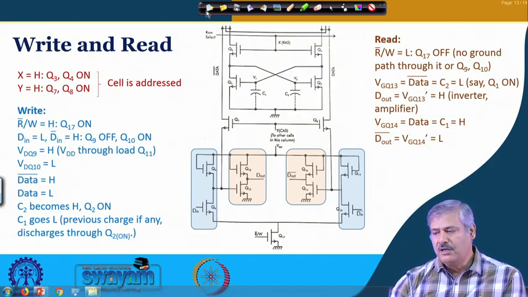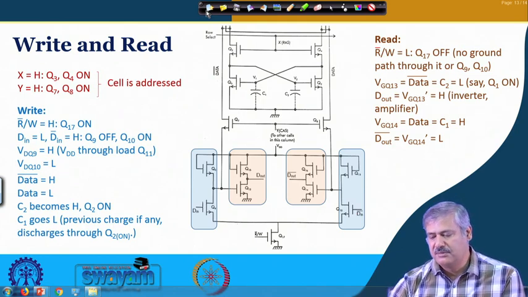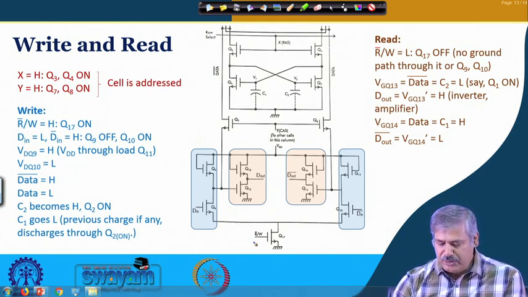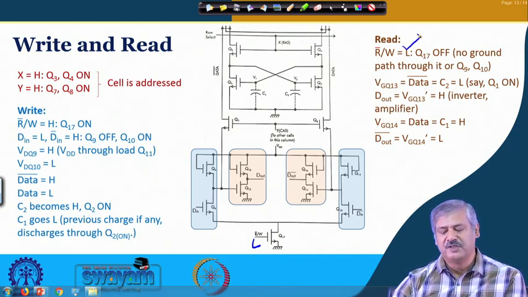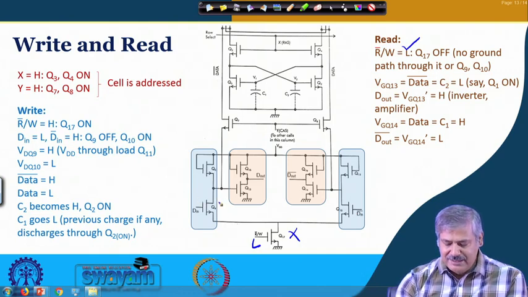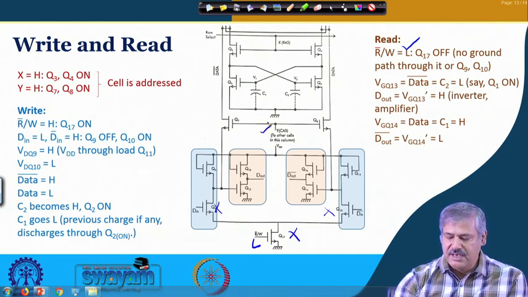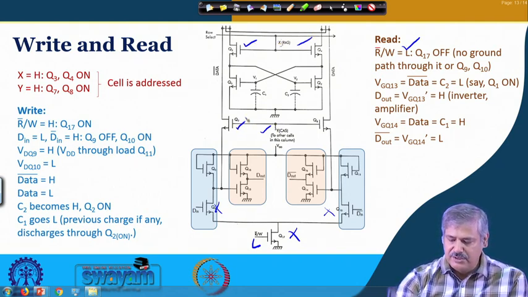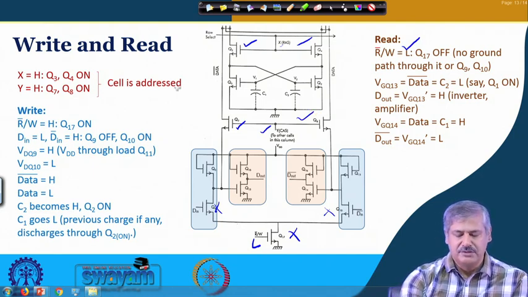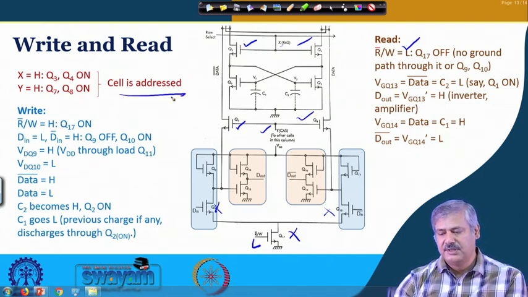Clear? Now what happens during the read operation? During the read operation, this input will be low, so this is off. If this is off, it does not get a path in this direction, and this D input is not in consideration. Of course, this is accessed, so this is on. This Y is high and X is high, so these two are also on. So this is the cell being addressed.